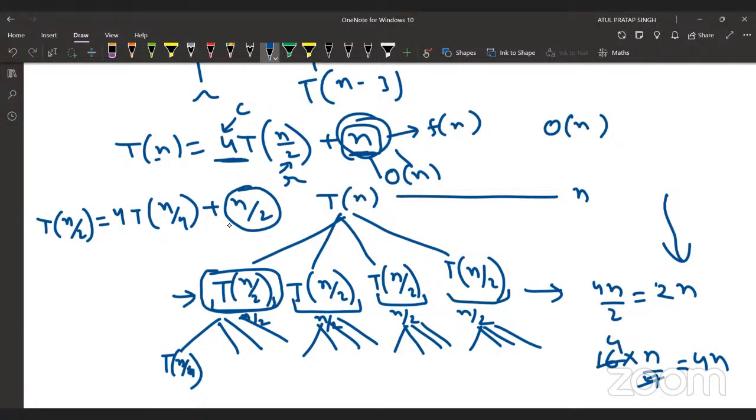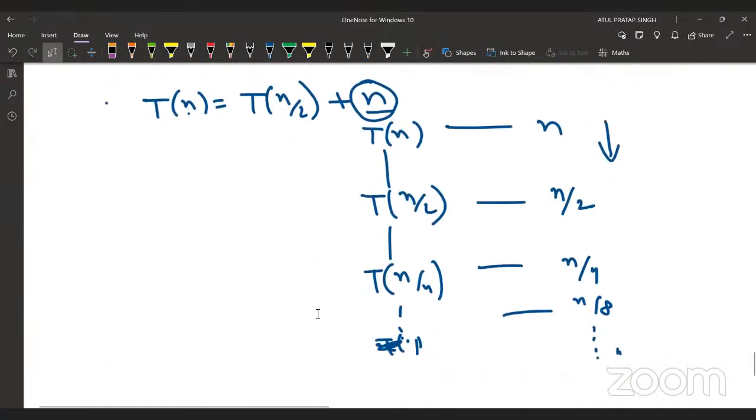Because it is divided into 4 equal parts. Here we are just counting the total number of operations at each level. So our input size is n by 2, and we will consider the number of operations as n by 2 as well. So this is the step.